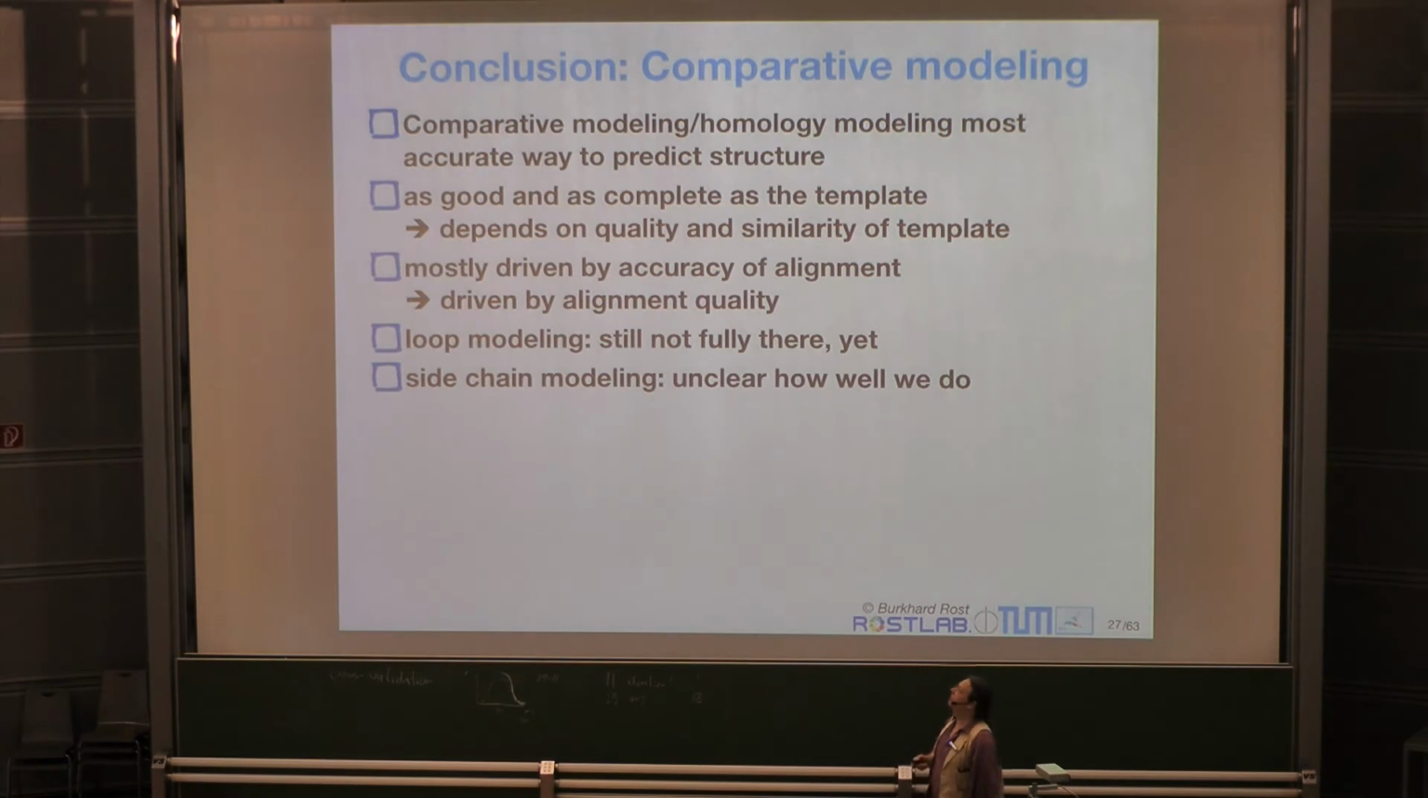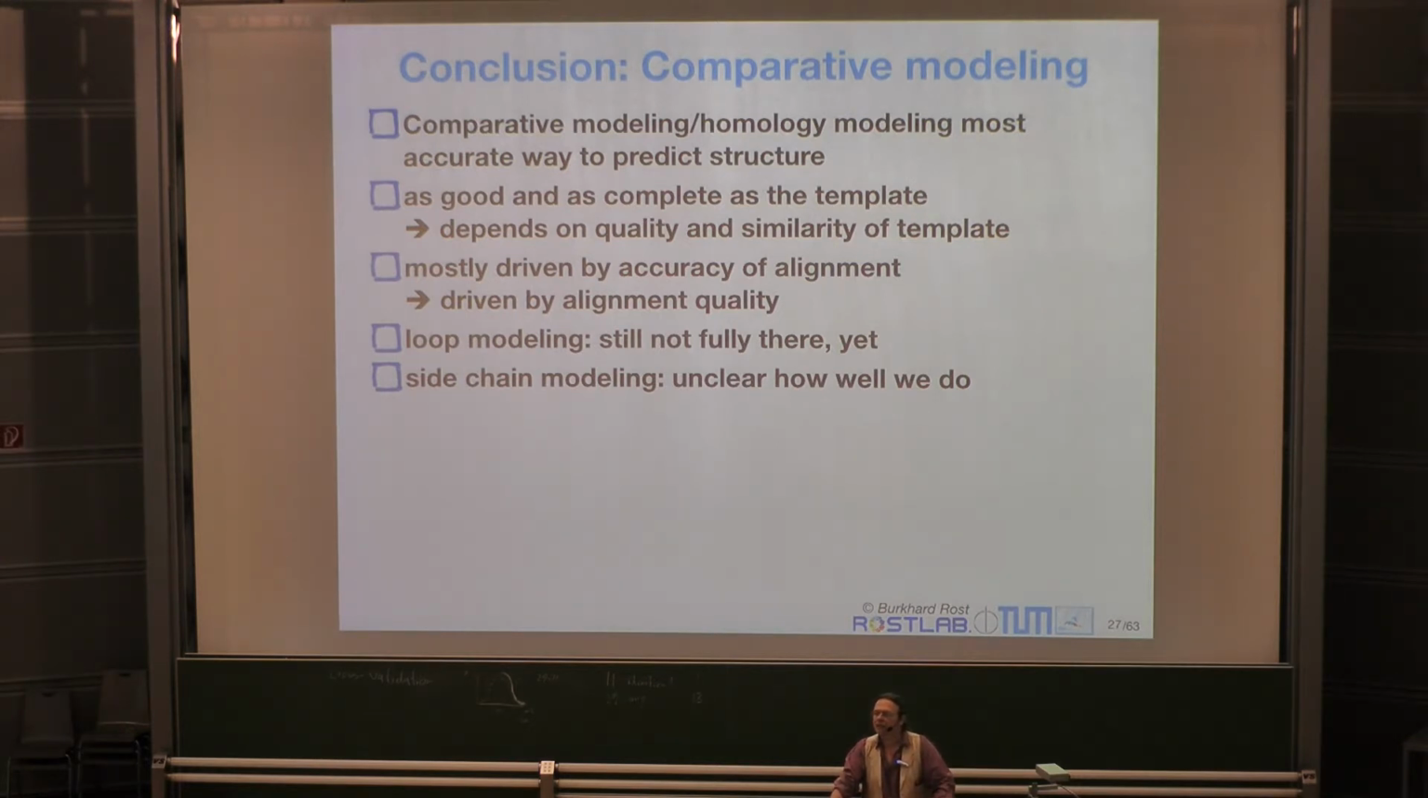Okay, the solution of comparative modeling. Comparative modeling is the most accurate way to predict structures. Essentially, it cannot get better than the template, so the protein that you find is similar. If that structure really is different, then you cannot solve the problem. So you can get as good as the similarity between the template and the target, the one for which you look up the structure experimentally and the one for which you want to predict the structure. Mostly it's driven by the accuracy of the alignment.